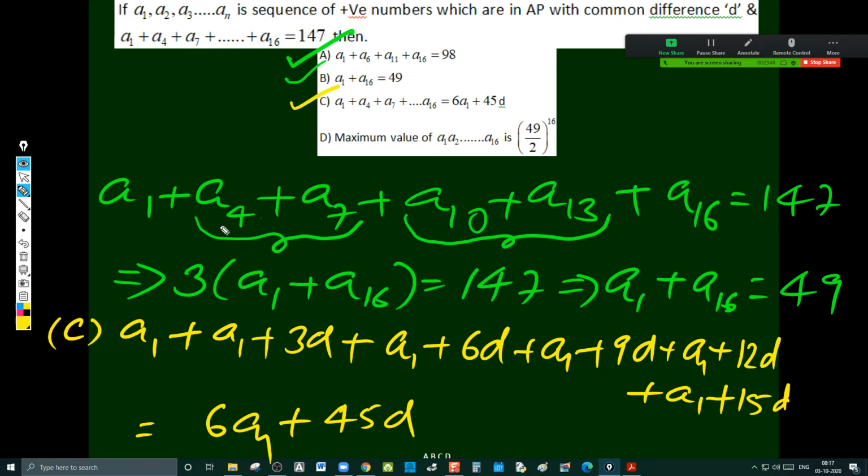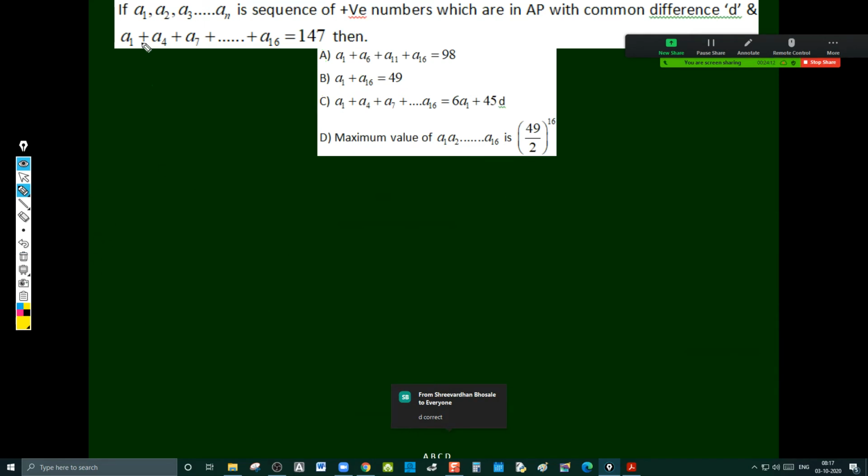Now coming to the last one here, the maximum value of A1, A2, so on, A16, he's saying. That means the product of the terms is taken, so you have to go for the inequality of AM, GM and HM, because the product is there, you have to take GM there. Let us check it out. So D is also correct.